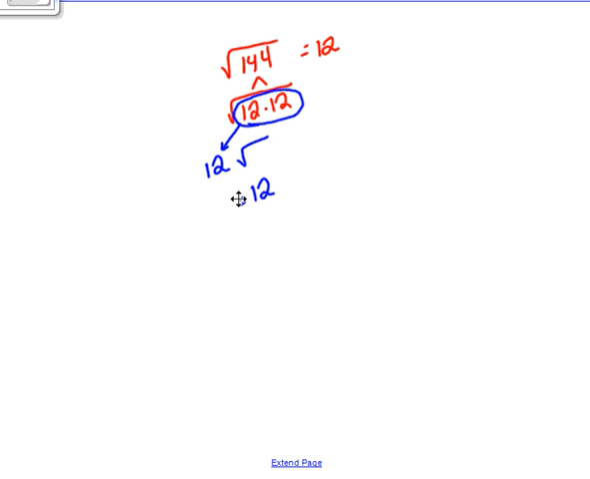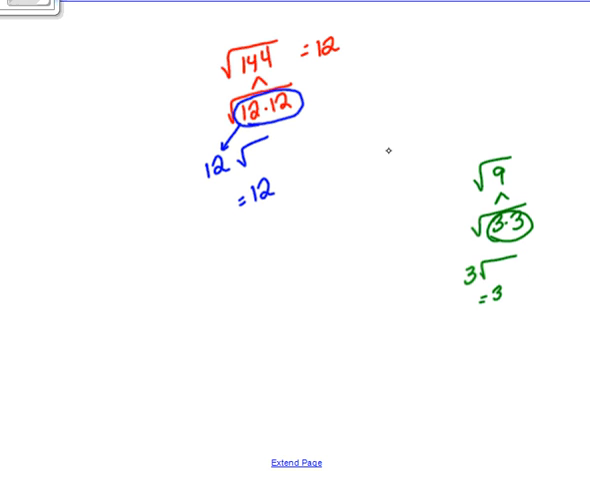So let's try that with another one. Square root of 9. Well, 9 breaks down into 3 times 3. 3 is a couple. So 3 has to leave, and there's no one left on the inside, so my answer is just 3.